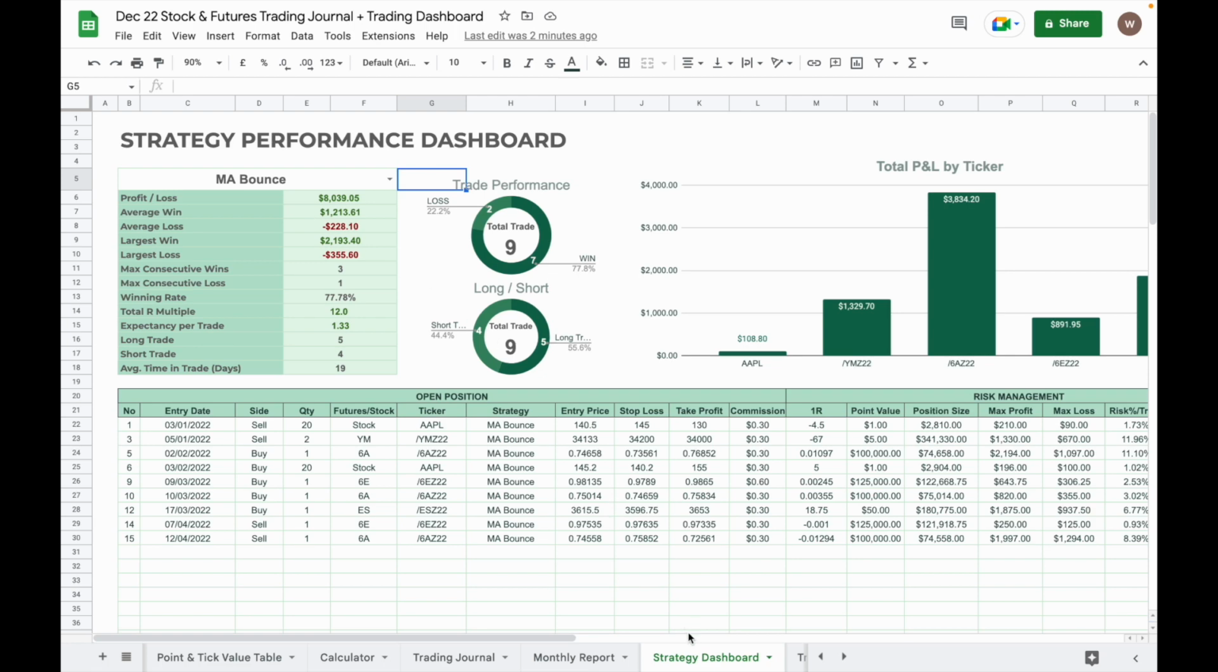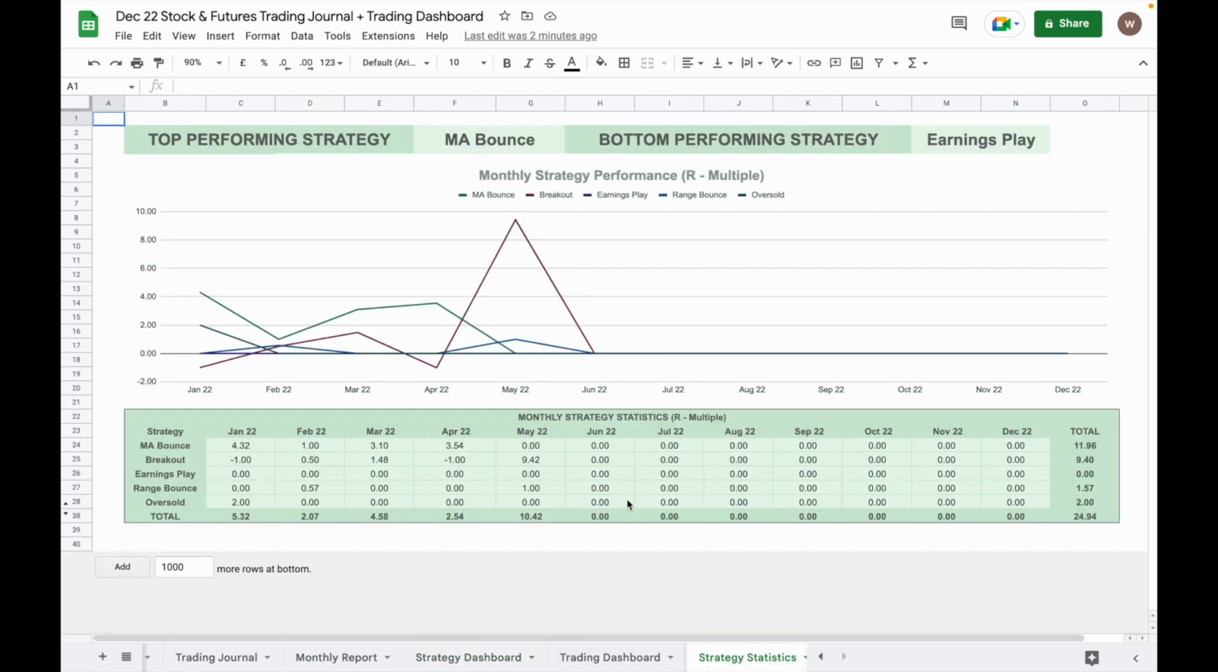If you go to the strategy statistics tab, it will show the performance of each strategy on every month based on the R multiple and the best performing strategy overall, as well as the bottom performance strategy.